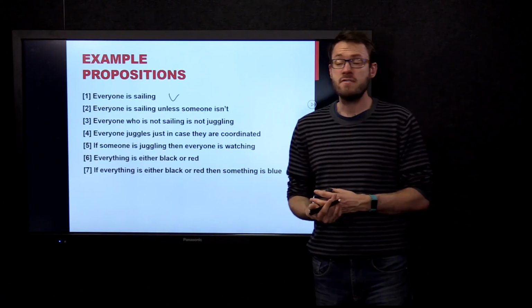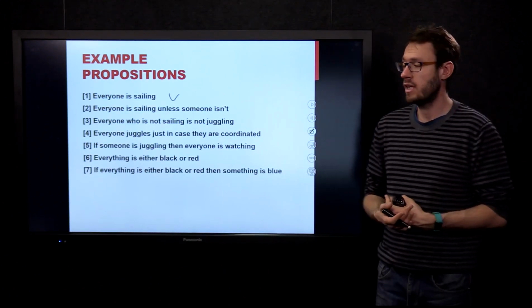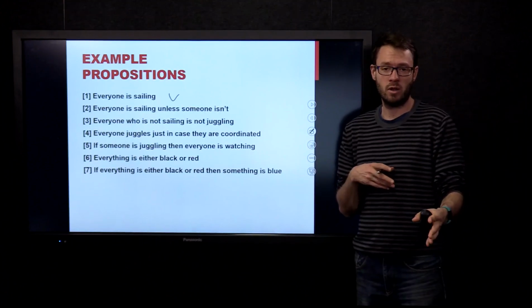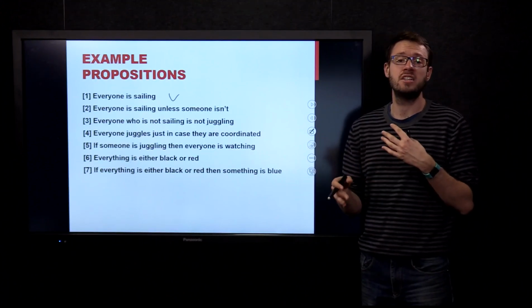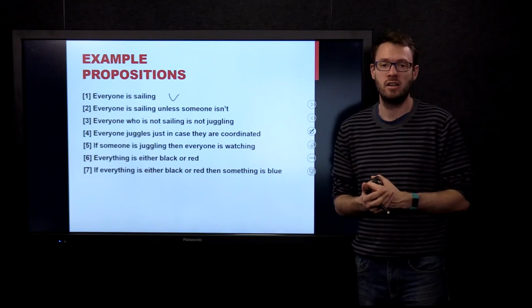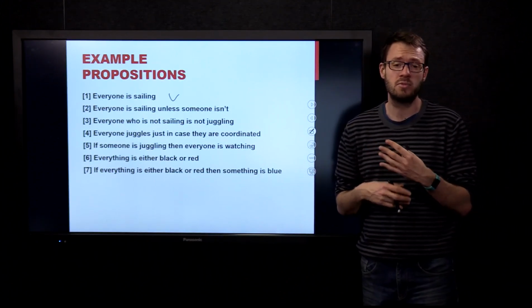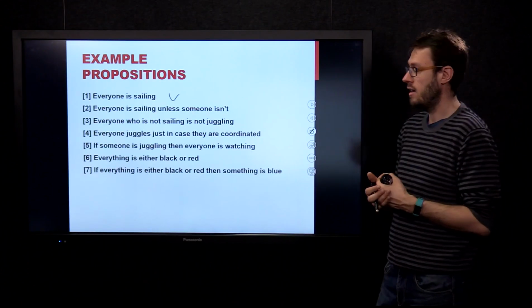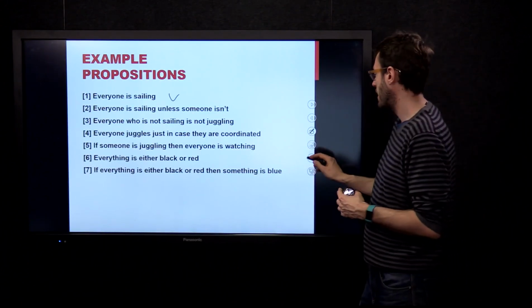All right. Number 6, everything is either black or red. Okay, so now what we're doing is we're using our universal quantifier in collaboration with our disjunction, which is kind of similar to the unless case, but in this situation, we're not even interested in the conditional forms, we're just interested in the disjunctive form. So everything is either black or red.